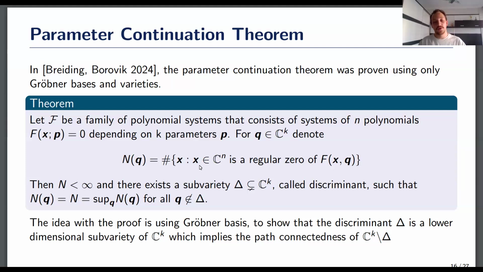The idea of the proof is to show that this discriminant has at least one dimension lower than C^k, and since the complex space is even dimensional, it has in fact 2 dimensions lower. So this space is path connected. So there exists a path where we can take G to F.